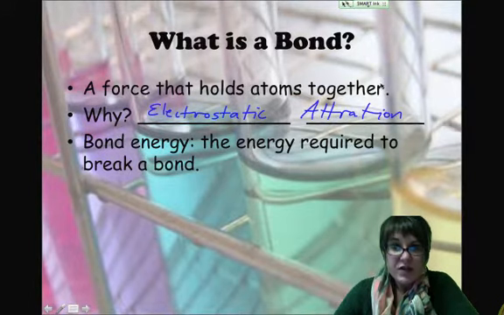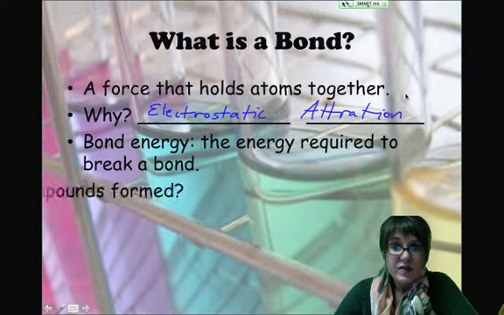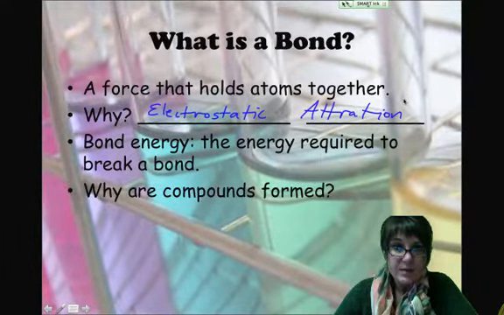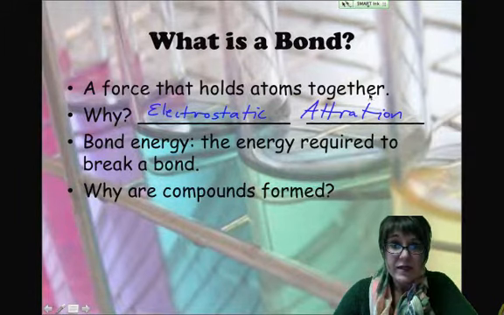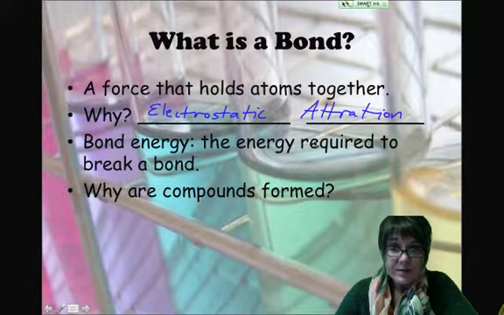So the bond energy describes the energy that's required to break a bond between atoms. In other words, we have to overcome the attraction of a positive nucleus for a negatively charged electron in another atom. Why do compounds form? Of course, it takes energy to put them together, right? To form a bond, it requires energy.